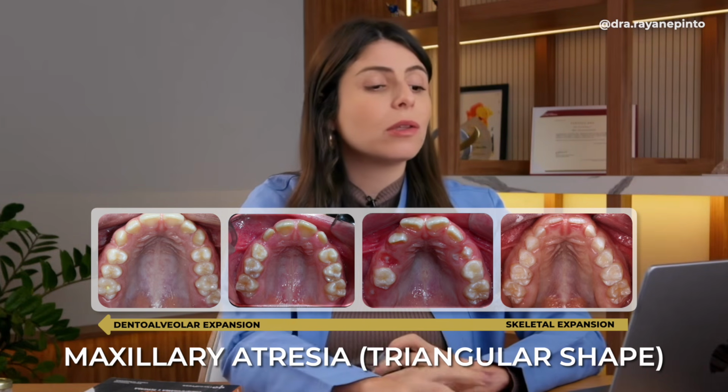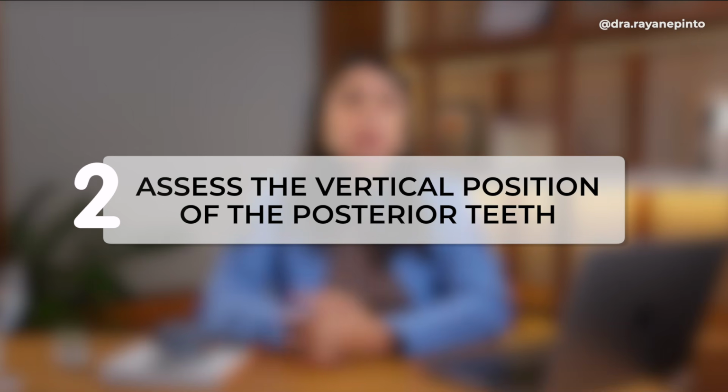So evaluate arch morphology. Next, assess the vertical position of posterior teeth because the palate is small, narrow, constricted, but teeth are well positioned. This is one situation. And there is another situation where I have a more parabolic arch, but the teeth are palatinized. So this means that if I upright these teeth, if I move these teeth more towards the buccal side, I would already solve my problem.